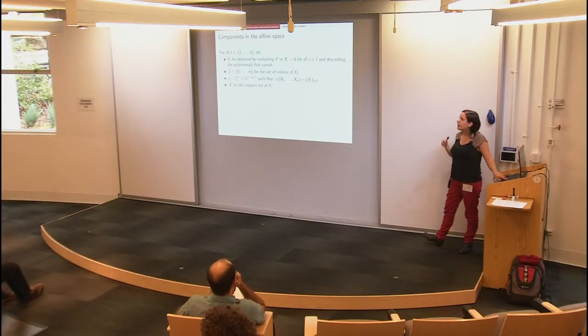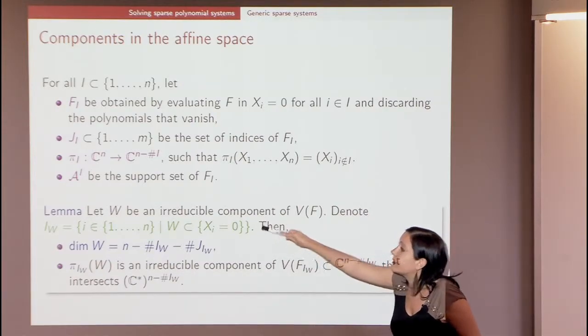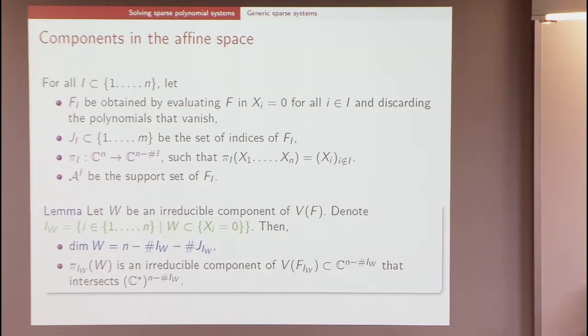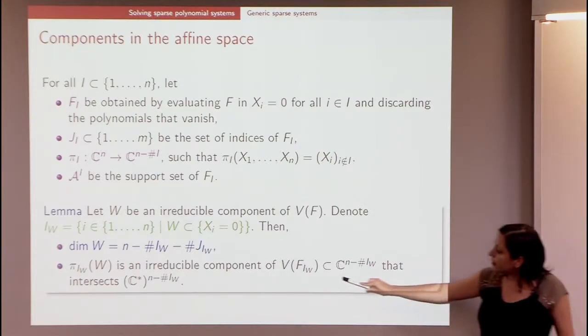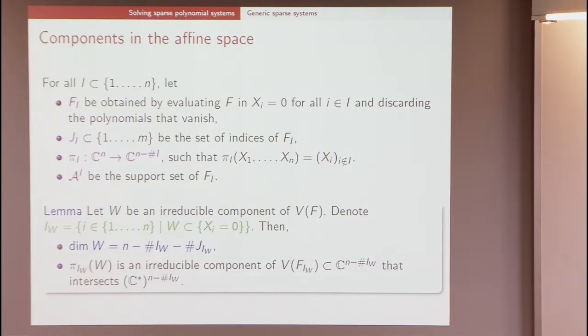So the first result is that if we have an irreducible component W of the variety defined by f, and we define this set I_W as the set of all coordinates where all the points in W have a zero coordinate, then the dimension of W can be written using that I_W, and projecting W with P_{I_W} is not only a set of zeros of this system, but it's an irreducible component of this variety that has at least one point with all non-zero coordinates.